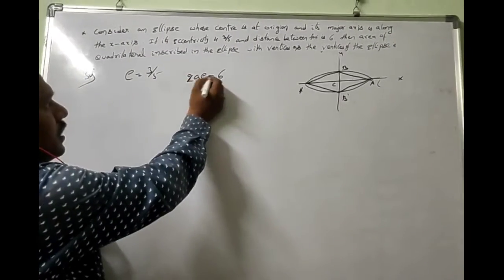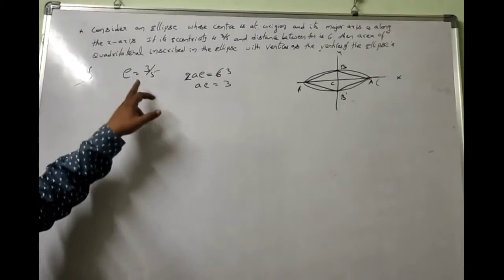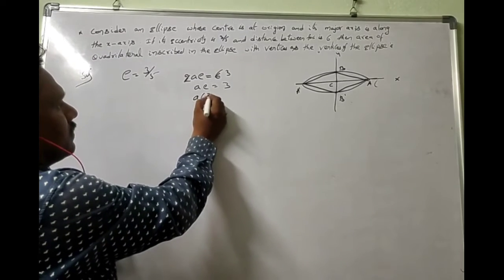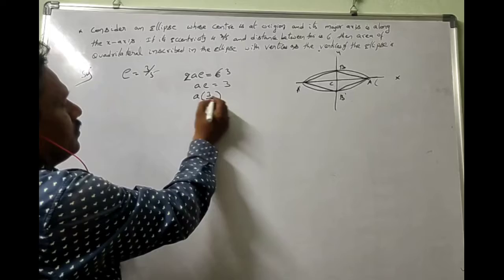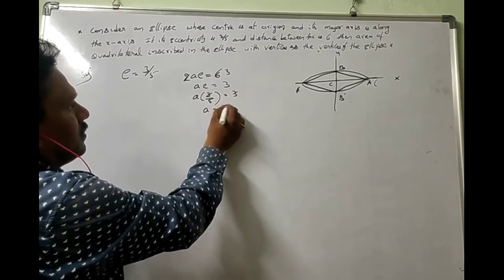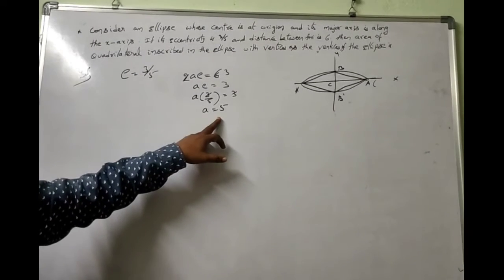So 2 goes into 6 three times, so we get ae is equal to 3. And the value of e is given as 3 by 5. So now substitute the value of e here: a into 3 by 5 is equal to 3. Here 3 will get cancelled, so a is equal to 5. We got the value of a is equal to 5.